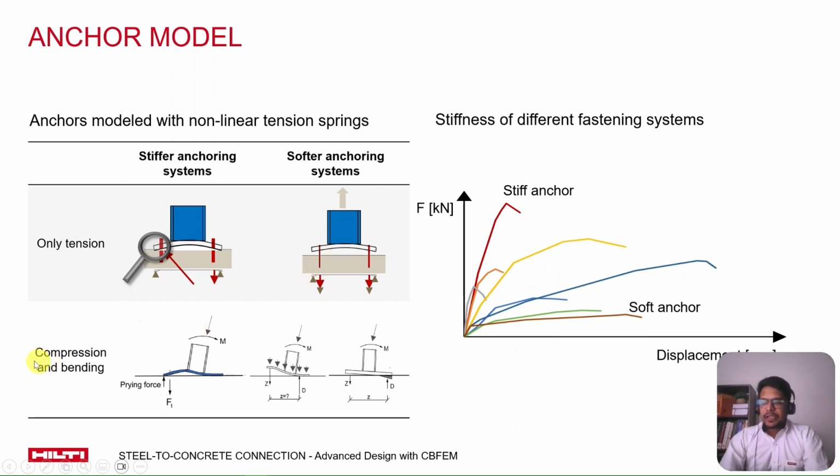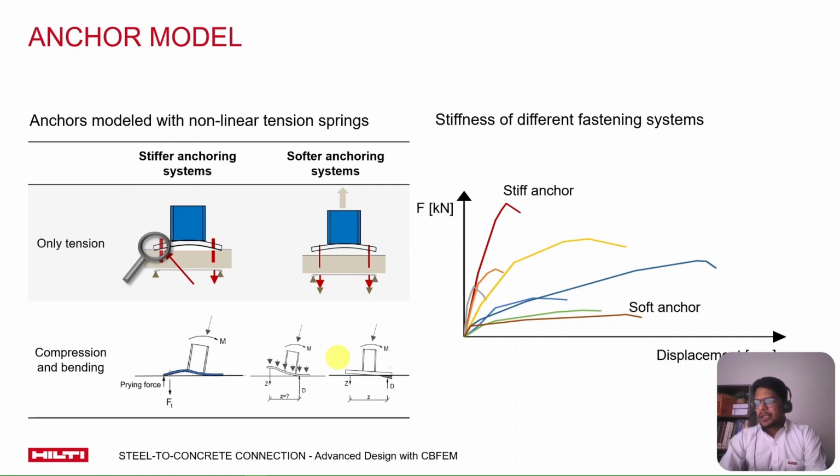On the other hand, we have another case which is compression and bending, and here you can see that the stiffer anchoring system performs better in that it allows the center of compression to remain at or closer to its own location, because this anchor system doesn't deform a lot. While in the case of the softer anchoring system, the anchors deform, and hence the center of compression shifts more in comparison to the stiffer system, and produces more prying effects in the case of the softer anchoring system.